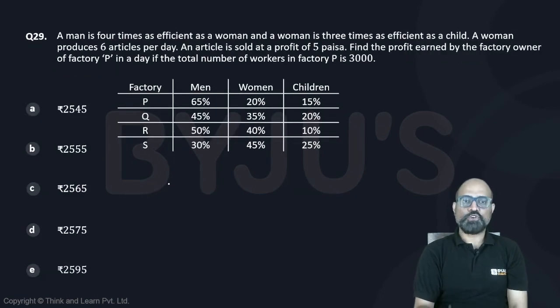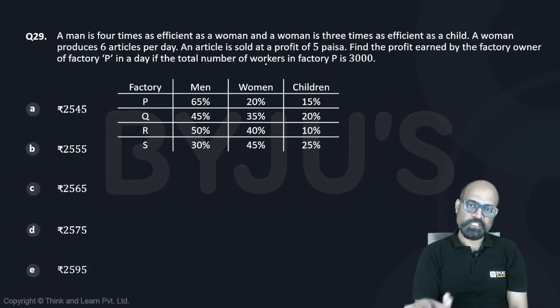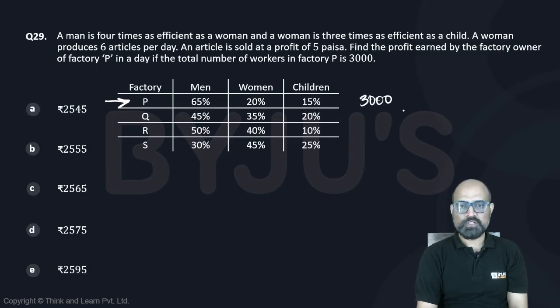A man is 4 times as efficient as a woman, and a woman is 3 times as efficient as a child. A woman produces 6 articles per day. An article is sold at a profit of 5 paise. Find the profit earned by the factory owner of factory P. We are talking about factory P. If the total number of people are 3,000.